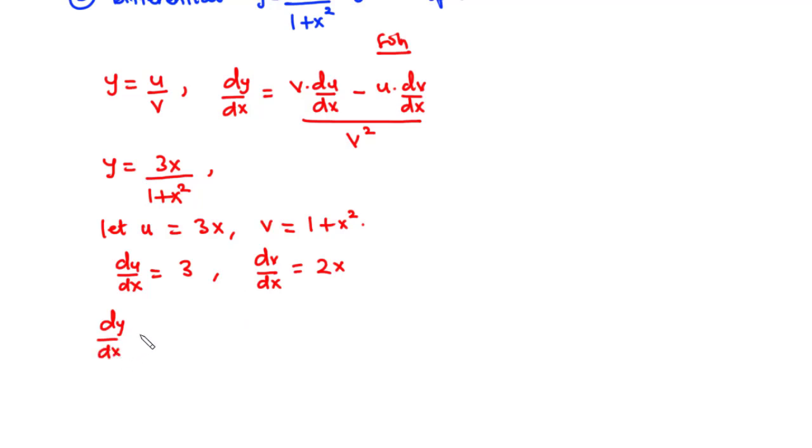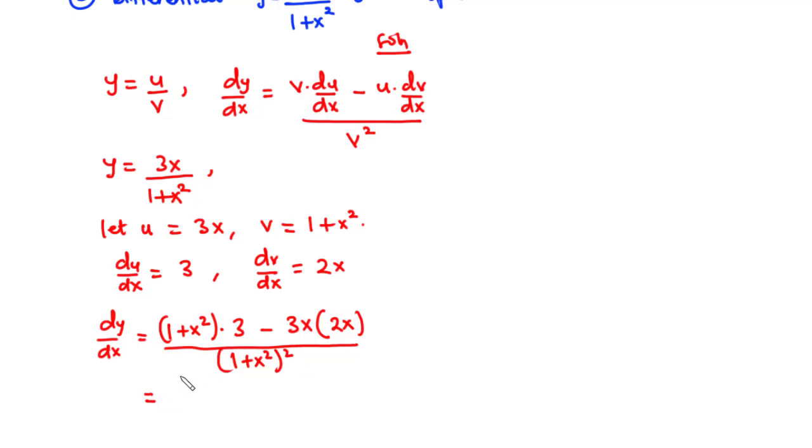So dy dx is equal to, we have v times du dx. v is 1 plus x squared times du dx, which is 3, minus u is 3x, and then dv dx is 2x, all divided by v squared. We have v to be 1 plus x squared, all squared. Now let's simplify.